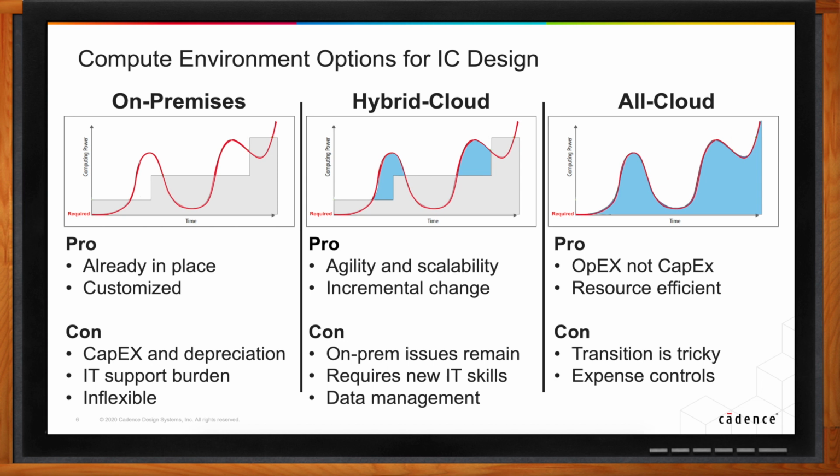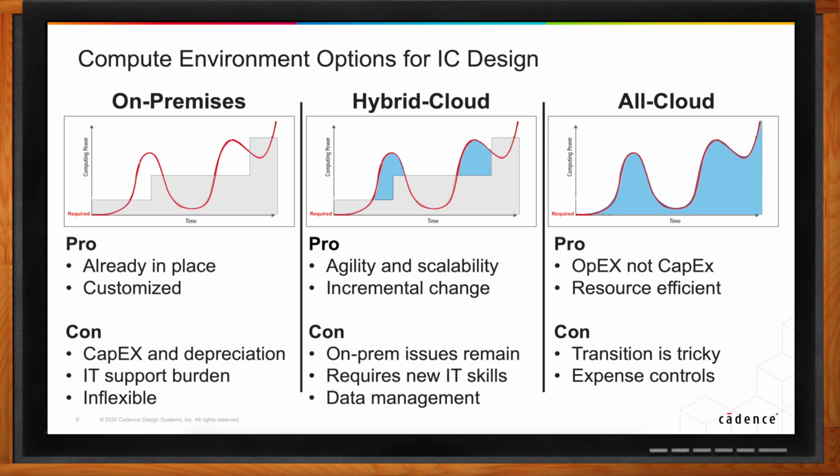Where we are today in the community is largely big companies have exclusively on-premises compute. It's really what we were showing on the prior picture, where the red line doesn't really match the compute that's available. Now, that's positive in some ways. The compute's already in place. It's customized to what a customer needs, but it comes with some issues.